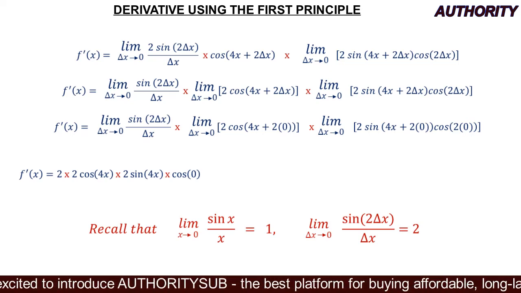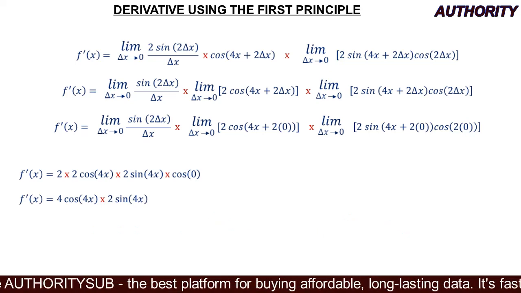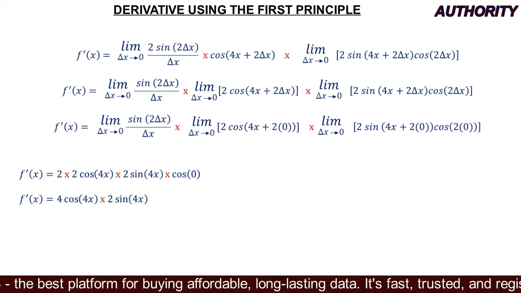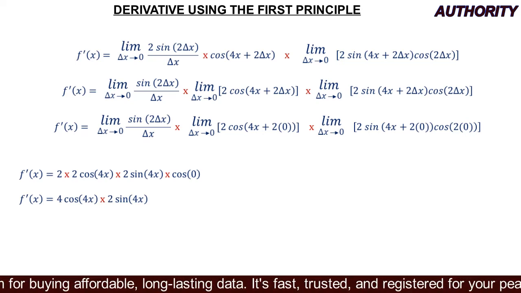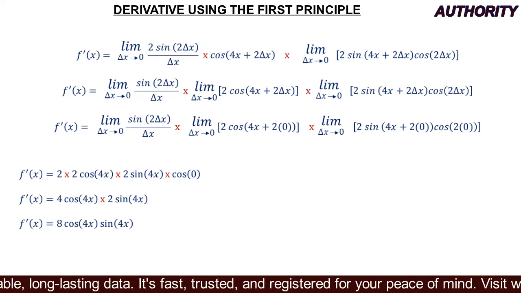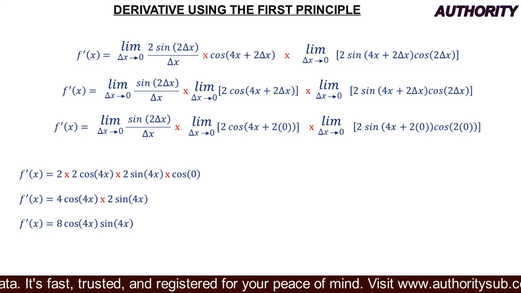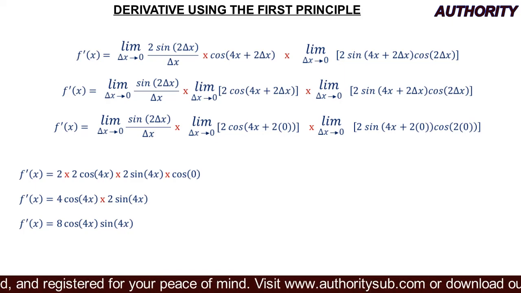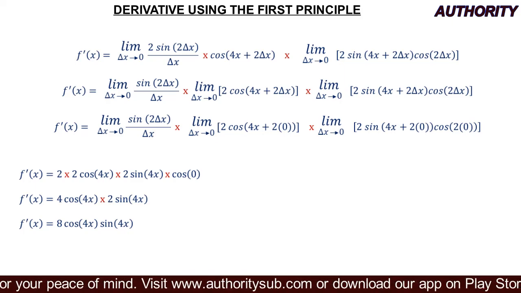I will say that cos 0 is 1. Good. So therefore, here we have f prime of x is equal to, when we say 2 times 2, it's going to give you 4 cos 4x multiplied by 2 sin 4x, right? So when we say 4 times 2, it's going to give you 8. So therefore, we have f prime of x is equal to 8 cos 4x sin 4x. So therefore, the derivative of y is equal to sin squared 4x is equal to 8 cos 4x sin 4x.